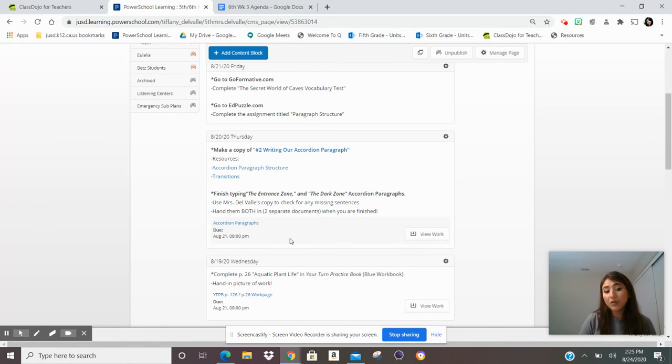And this is something that I went over numerous times. I give directions: use Mrs. Delvai's copy to check for any missing sentences. The second one they did on their own, they need to make sure they hand them both in. It's 2 separate documents when they are finished. At the end of the day on Friday, I took 15 minutes to go over this and make sure that they saw what I was doing.